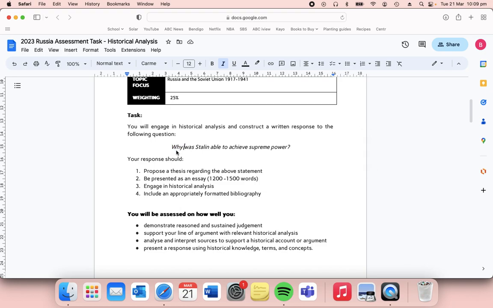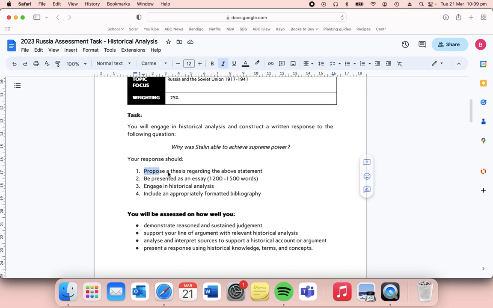Okay, so not just how he came to power, why was he able to achieve that power? What about Stalin made him achieve that supreme power? Now, a lot of factors combined together. Explore all the factors, bring back to a conclusion of a clear answer why.